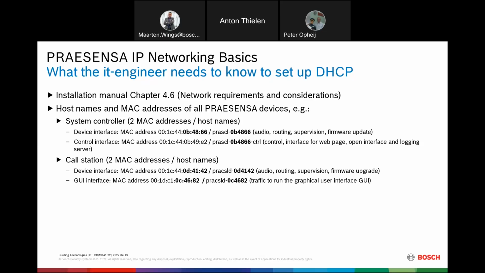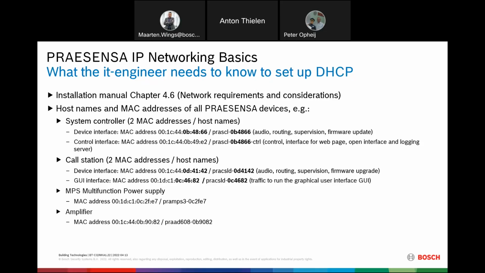Also, the labeling is at the back of the unit, and you can also obtain that information through Network Docent, or even when you are connected through the GUI of the call station. Then you have the MPS, multifunction power supply. This one has only one MAC address. Same for the amplifier, and same for the ambient noise sensing.